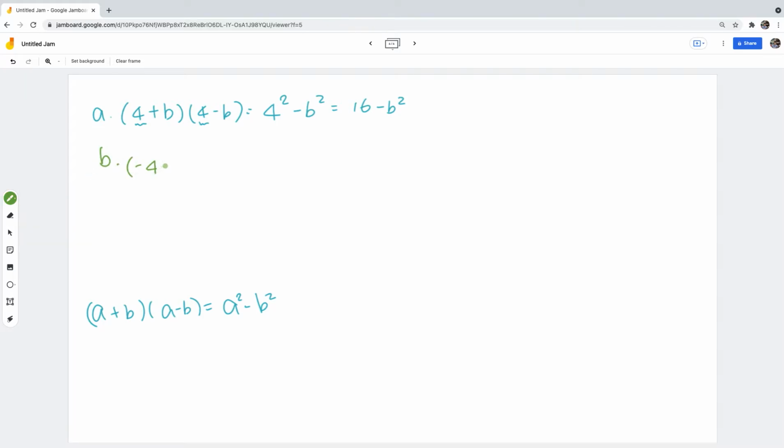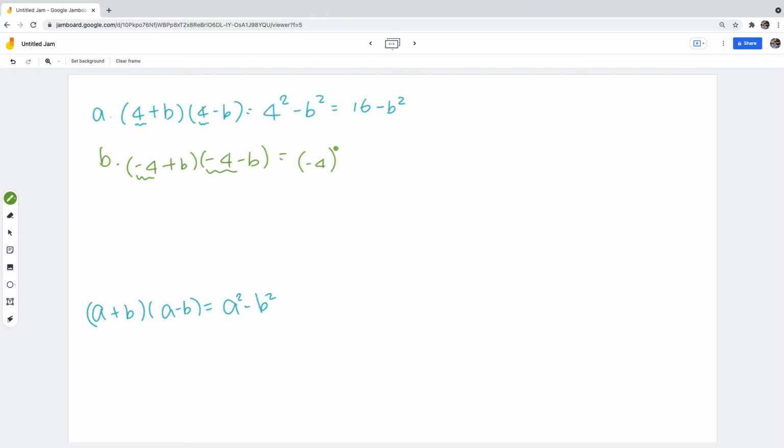Negative 4 plus b times negative 4 minus b. So let's compare this again. Hey, that's negative 4 and negative 4. So your a this time is negative 4. So your a is negative 4. So a has to be squared.